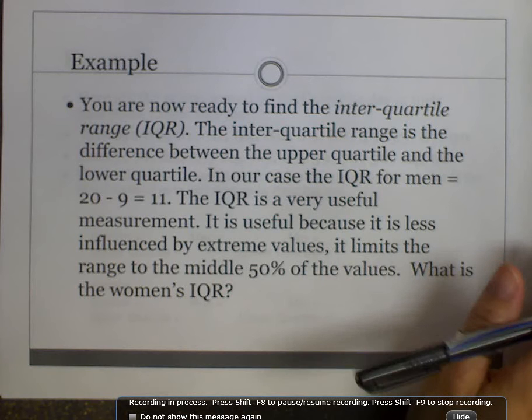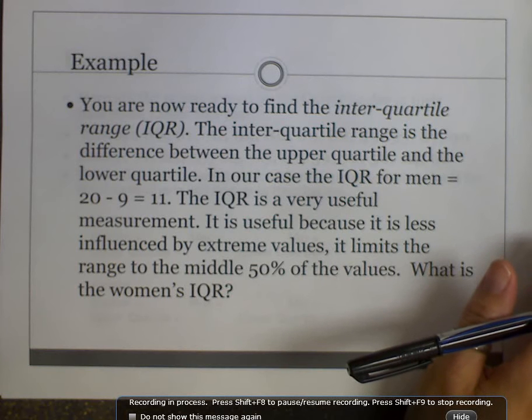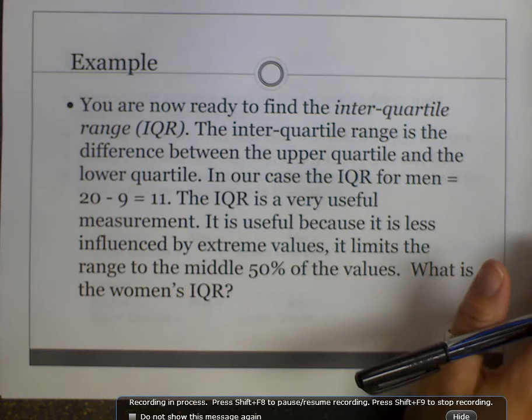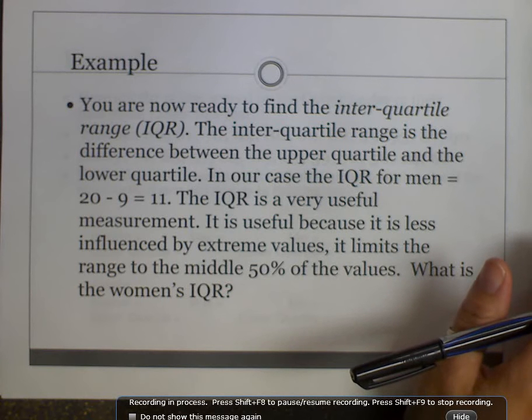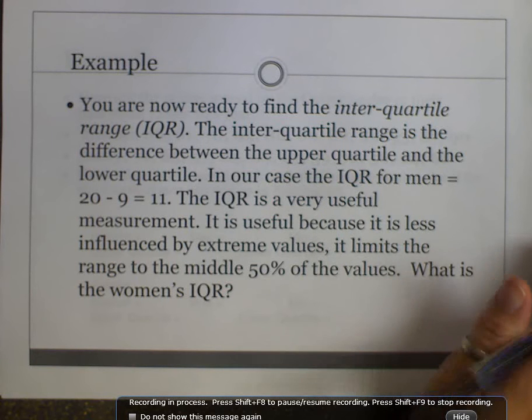The interquartile range is a very useful measurement. It is useful because it is less influenced by extreme values. It limits the range to the middle 50% of the values.